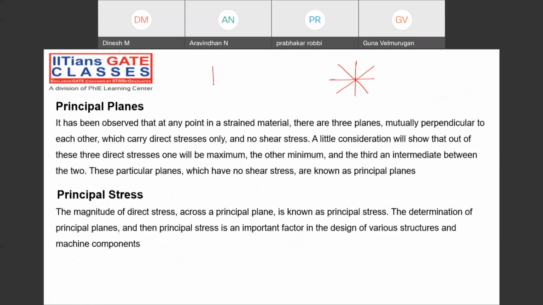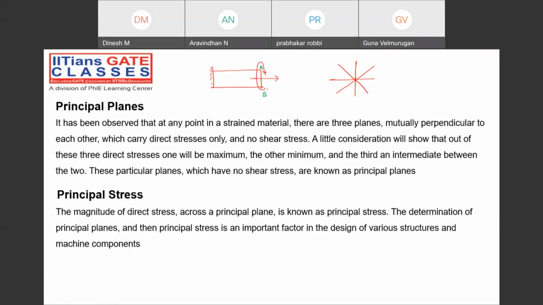Suppose any member is subjected to combined loading conditions, normal stress as well as shear stress. Both are acting on this component. This plane AB contains what? Pure axial stress? No. Plane AB will contain shear stress as well as normal stress.